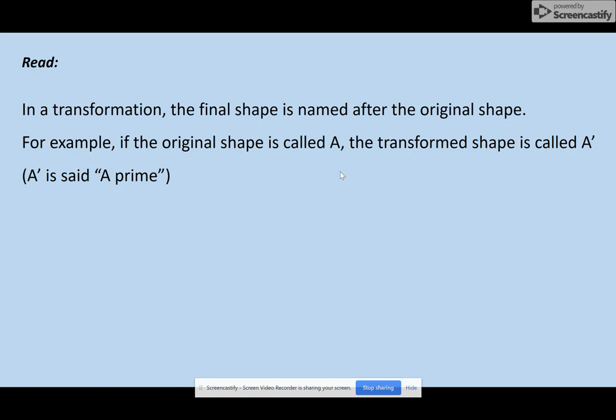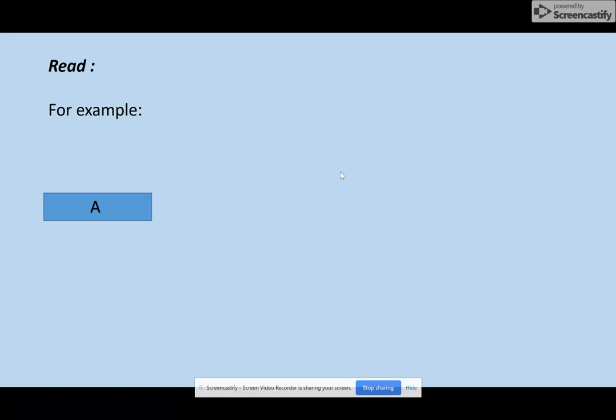And I've got an example of that for you. Let's say we had this rectangle here, which I've called rectangle A, and we're going to put it through a translation. So we're going to slide it somewhere. We're going to slide it to the right and down. Our original is A, and our image here is A prime. These are congruent shapes because they're exactly the same shape, they're just in different spots.